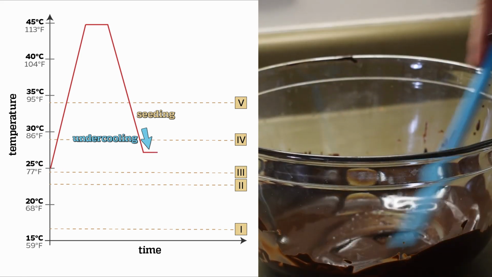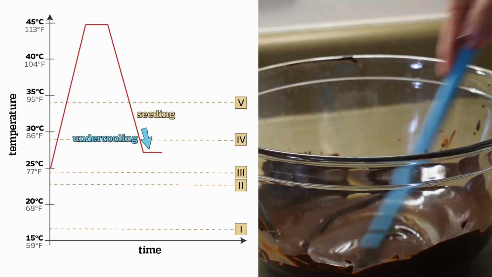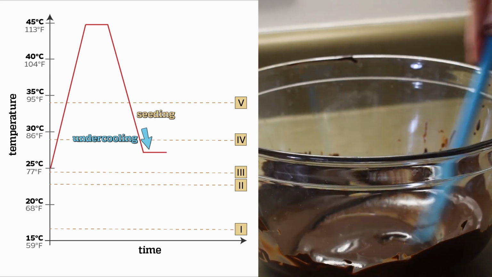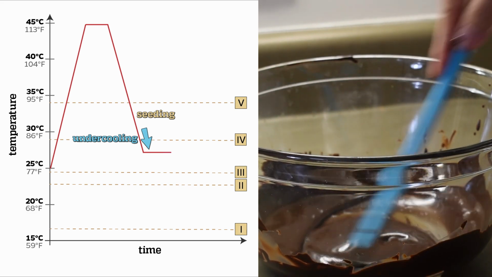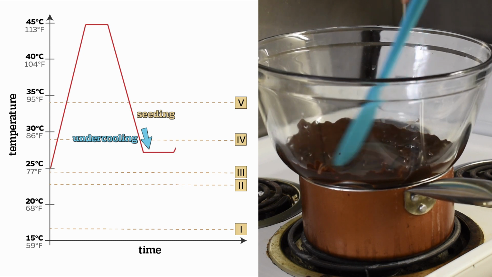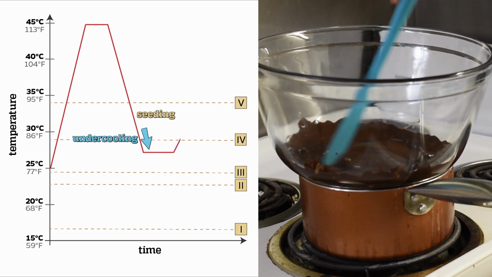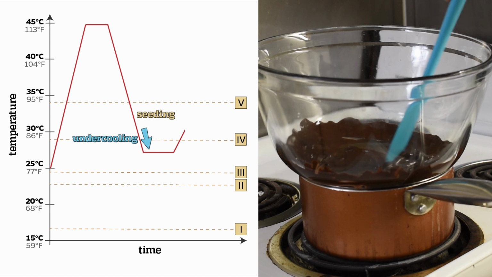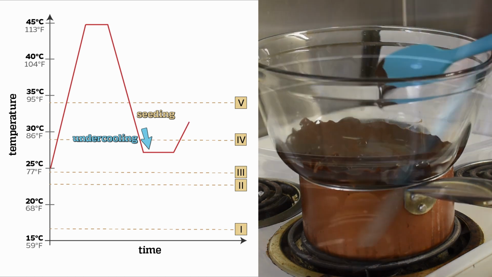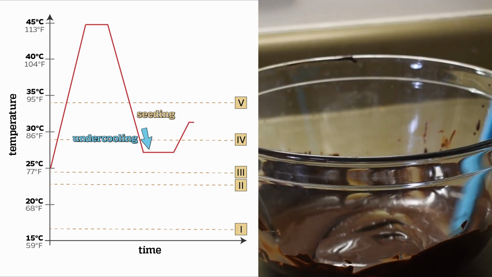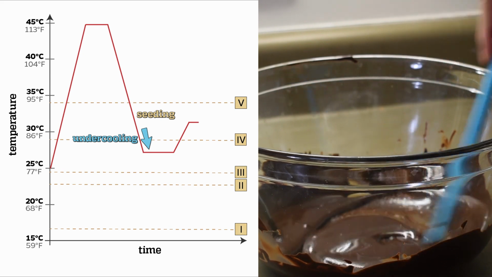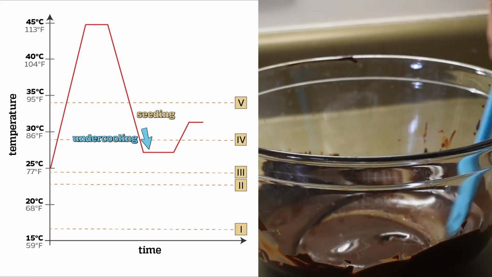Now that we've cooled down to 27 degrees Celsius, the phase 5 crystals have nucleated, but some phase 4 crystals may have formed too. Now we heat to 31 degrees Celsius to melt any phase 4 crystals, leaving just phase 5 behind. Remember to stir constantly, and take the chocolate off the heat once you reach 31 degrees Celsius, so you don't accidentally melt the phase 5 crystals too.